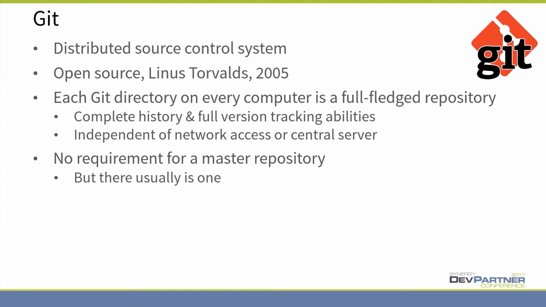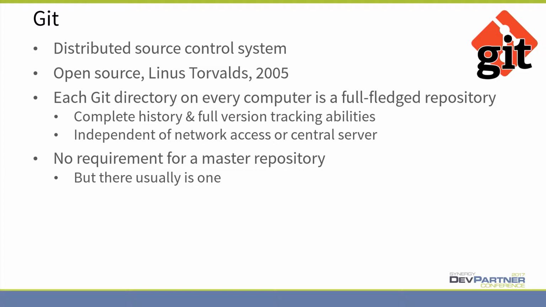I came from, I used PVCS a long time ago. I moved to SourceGear Vault, which is the centralized locking model. Then I moved to Subversion for a number of years, and I loved Subversion, and not having the requirement to do locks and unlocks was fabulous.